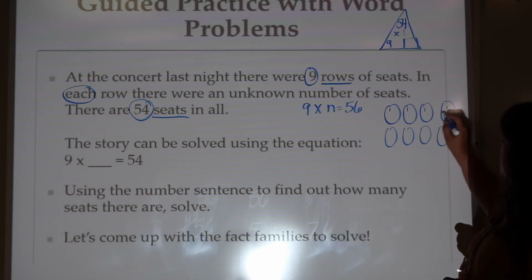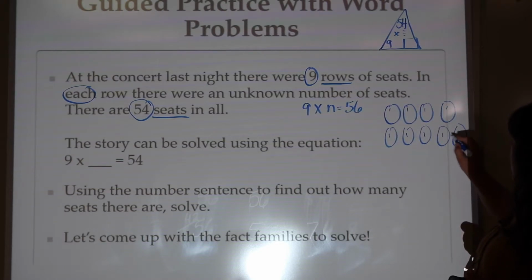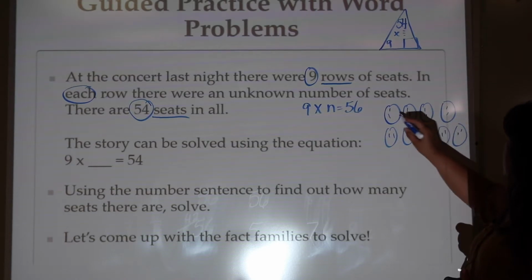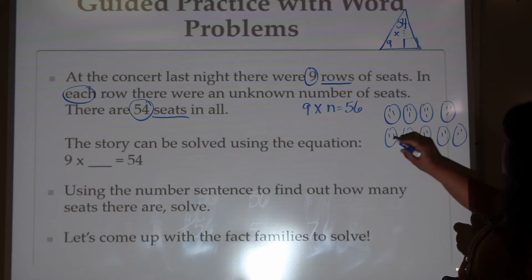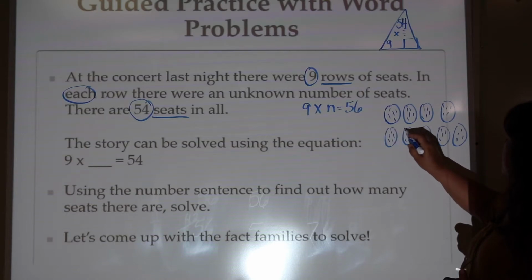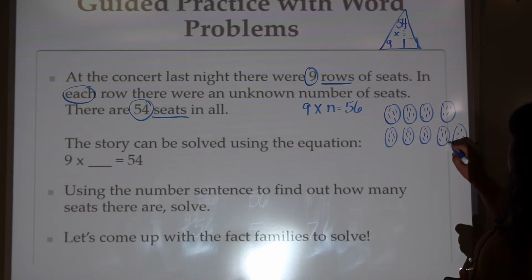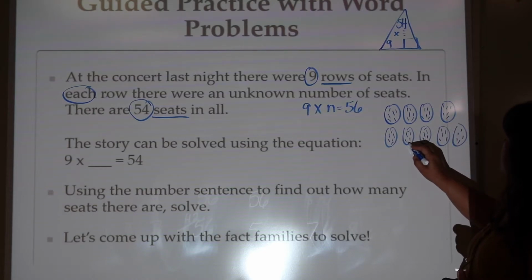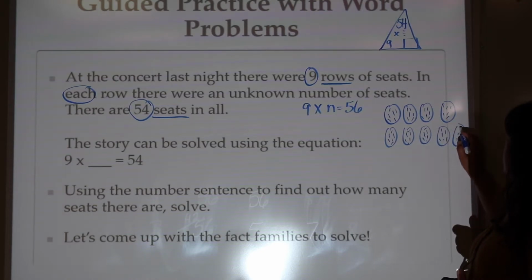1, 2, 3, 4, 5, 6, 7, 8, 9, 10, 11, 12, 13, 14, 15, 16, 17, 18, 19, 20, 21, 22, 23, 24, 25, 26, 27, 28, 29, 30, 31, 32, 33, 34, 35, 36, 37, 38, 39, 40, 41, 42, 43, 44, 45, 46, 47, 48, 49, 50, 51, 52, 53, 54.